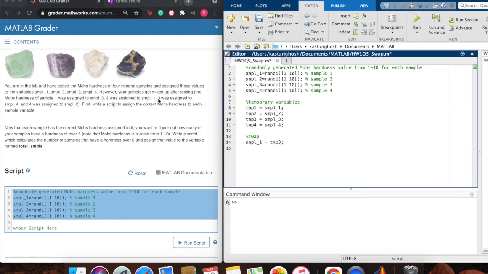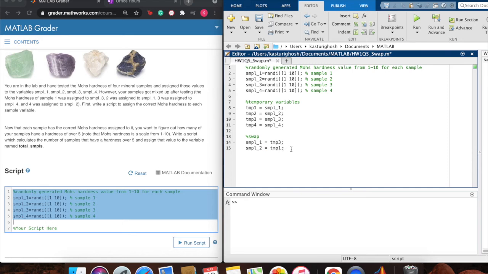Okay. No, sorry, I missed this. Yes, the Mohs hardness of sample 2 was assigned to SMPL1. So here I would write SMPL2. And the hardness of sample 2 was assigned to sample 1, which is now contained in TMP1. So this would be TMP1.